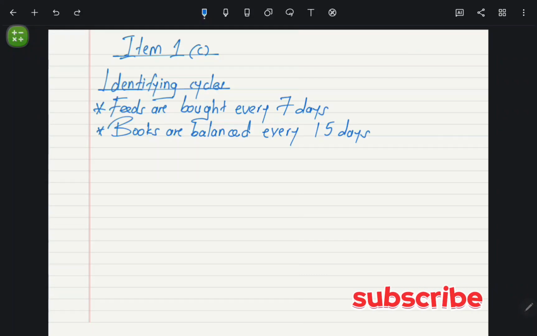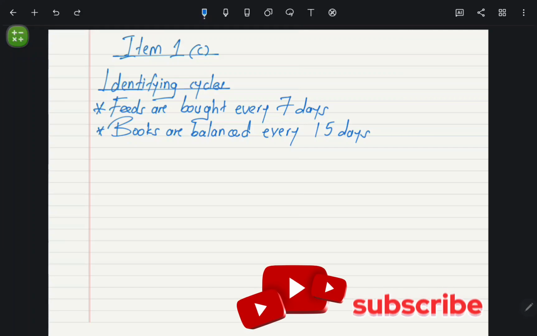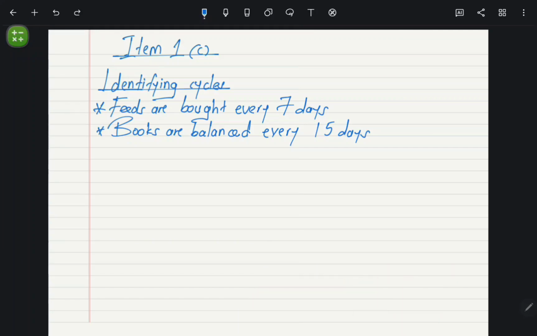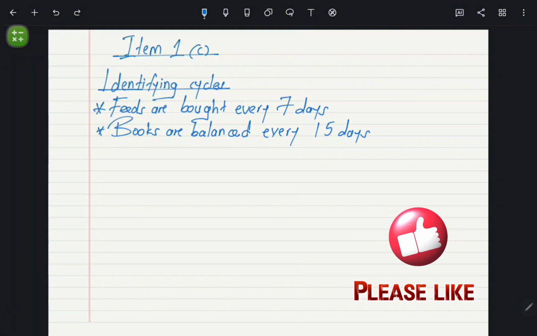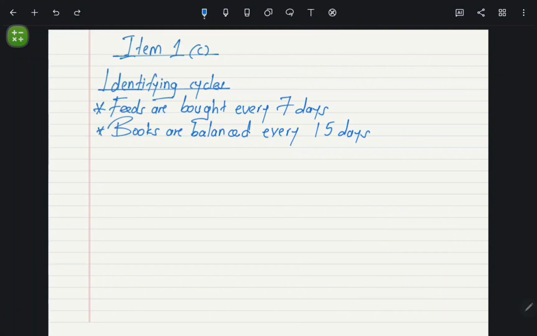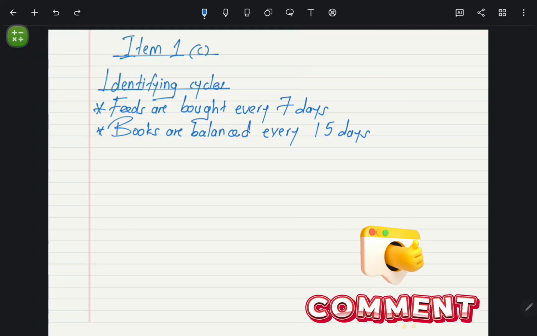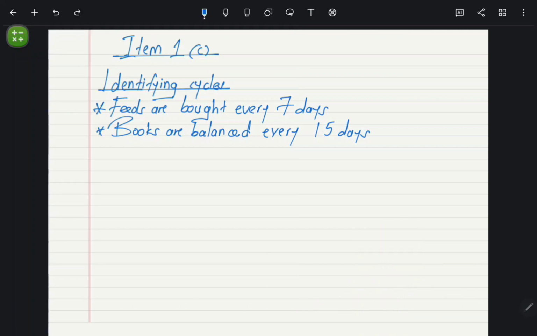So the feeds are bought every 7 days and books are balanced every 15 days. So these are the cycles or the intervals in which the two activities are taking place. Having identified the cycles as 7 and 15, we now have to find the LCM of 7 and 15. So that means that when we get the LCM of 7 days and 15 days, we are going to come up with the number of days after which the two activities are going to take place. So having identified 7 and 15, the next thing that we now have to do is to find out the LCM of 7 and 15.